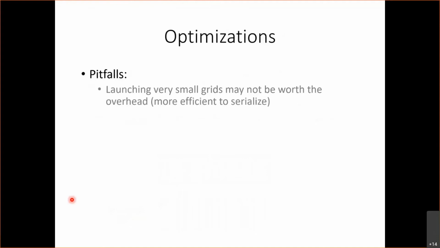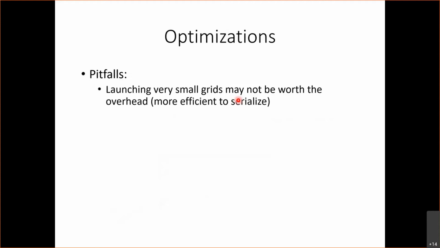So other optimizations we can do. A common pitfall is if we launch very small grids, that launch may not be worth the overhead. Here, some of these threads might have a small number of neighbors. A thread might have 2 neighbors, 4 neighbors, 5 neighbors. In this case, launching a grid and having that grid wait for its turn to execute on the GPU may not be worth the benefit we get from parallelizing over those 4 or 5 neighbors. Maybe it's better to just have the parent thread loop over those neighbors and process them sequentially.